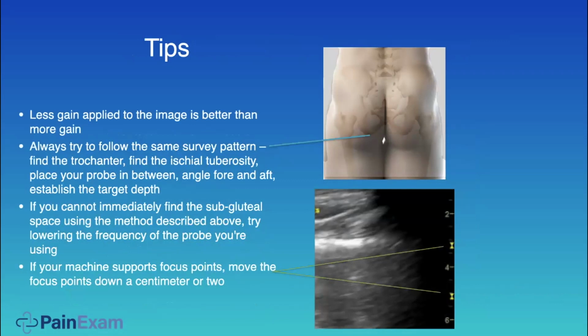Some tips. Less gain applied to the image is better than more gain when you're doing the sciatic nerve block. Try to follow the same survey pattern every time. Find the greater trochanter, the ischial tuberosity, the bone shadows, and then slide between to find the nerve. If you can't find it immediately, find the subgluteal space and trace upwards. Lower the frequency, and remember the focus points. Some of the machines have these focus points. Typically, I use 2 focus points, and you get it to the depth, which may be 4 centimeters in this case, or where you want to find the nerve.